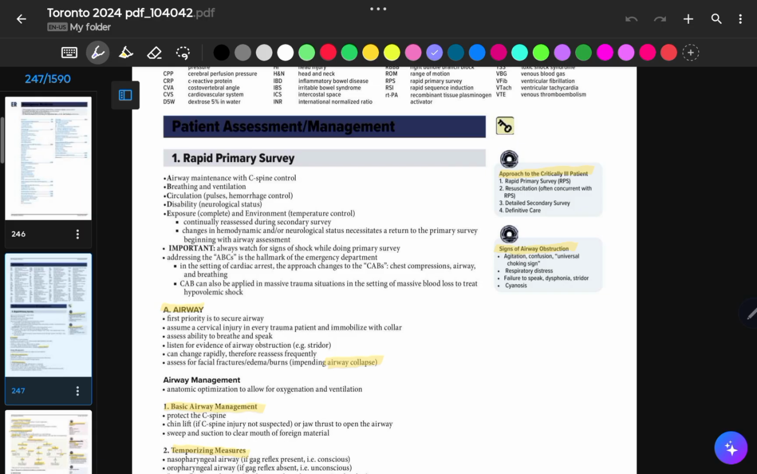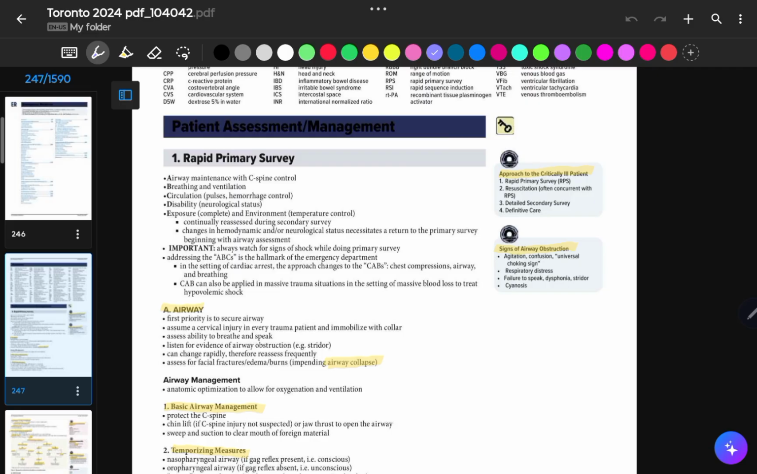So an approach to a critically ill patient that comes to the ED, first thing you want to do is a rapid primary survey. Then you're going to follow the second sequence of resuscitation, that often is concurrent with your rapid primary survey. Then you're going to do a detailed secondary survey, then a definitive care.